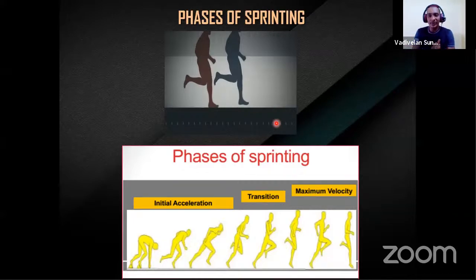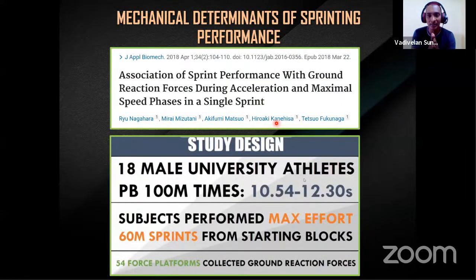So I just take the evidence-based research which supports how to improve, how we can improve the athlete's sprinting performance, okay. A study has been done: association of sprint performance with the ground reaction force during acceleration and maximal speed phase in a single sprint, okay. In the study, 18 males were assessed in 60-meter and 100-meter sprints, okay.